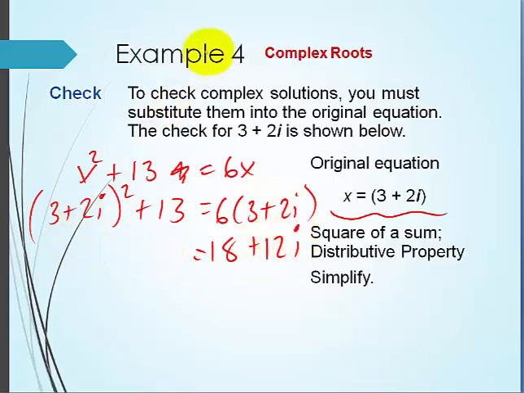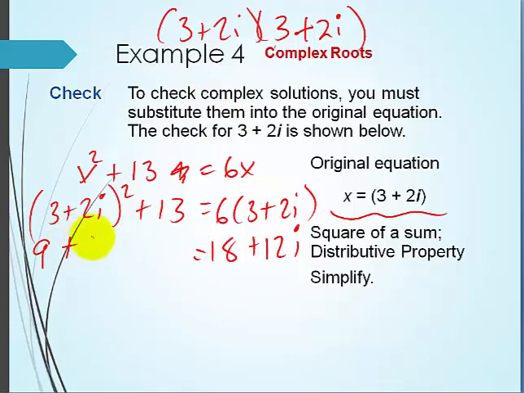On the right-hand side, I'm going to just go up here for a second. If we FOIL these, our first is going to give us 9. Our inner and outer give us 6i together, so twice. And our last gives us 4i squared. And then we have that plus 13.